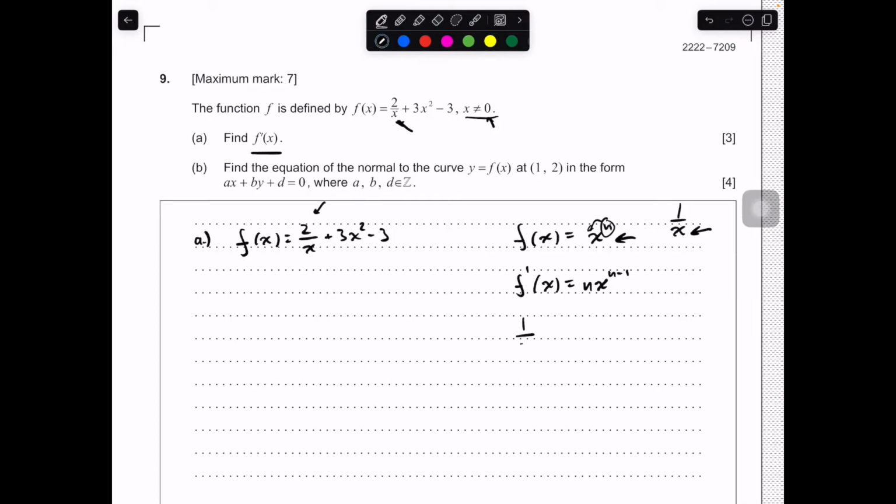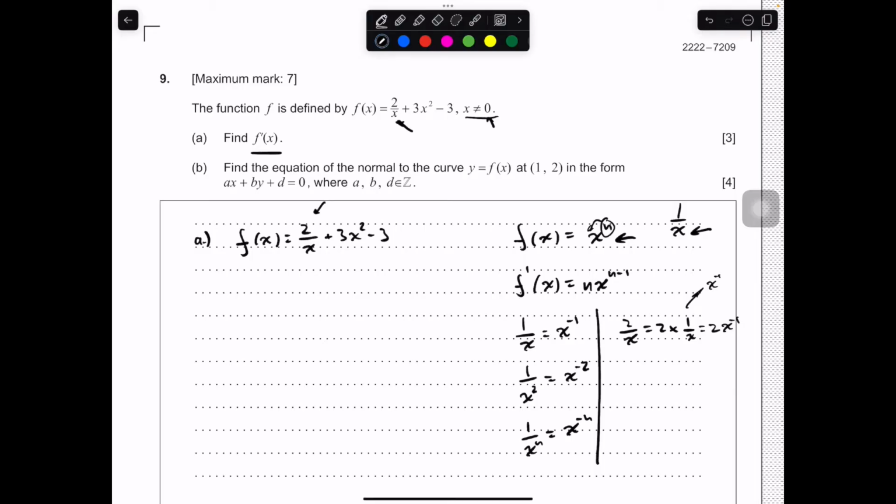So once again, I think we've done this before in some past videos as well, but 1 over x is equal to x to the negative 1. 1 over x squared is equal to x to the negative 2, and 1 over x to the n is of course equal to x to the negative n, whatever it is. So if we have, let's say, 2 over x, we can represent this as 2 times 1 over x, and then this just becomes 2 times x to the negative 1, so this is 2x to the negative 1.